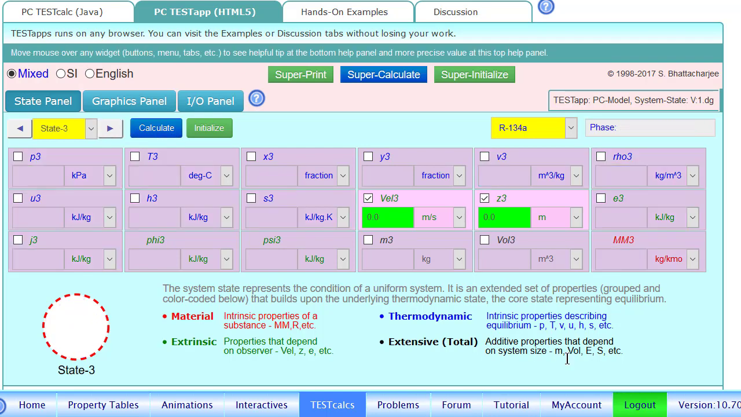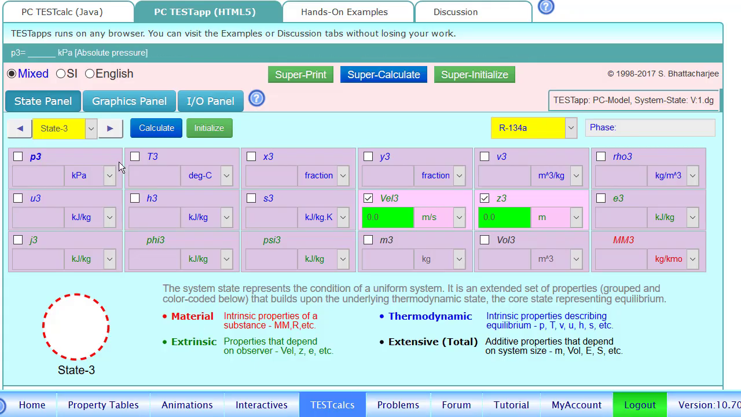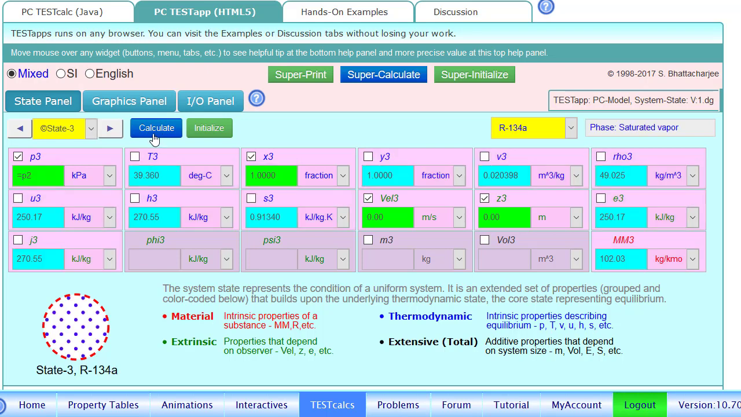And on to state 3, which we are given that it is isobaric to state 2, which means it has the same pressure as state 2, and it's saturated vapor again. So again, isobaric means same pressure as state 2, so P3 equals P2. And again, it's saturated vapor, which means that fraction will be 1. And then we can hit calculate again because we have two thermodynamic properties, and we get the rest of our values.